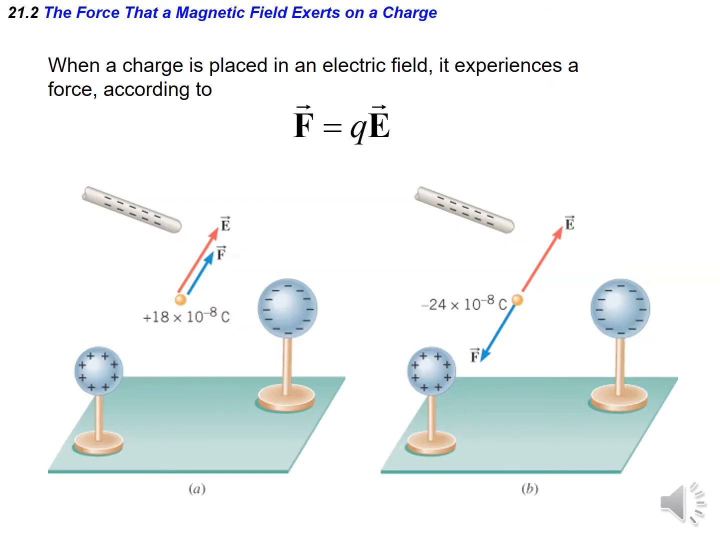We already discussed in the previous chapter that when a charge is placed in an electric field, it experiences a force according to this formula, in which electric force is equal to the charge multiplied by the electric field. So the electric field can be computed using the formula electric force divided by the test charge, or simply charge, in which force is expressed in Newton, charge is in Coulomb, and electric field will be in Newton per Coulomb.